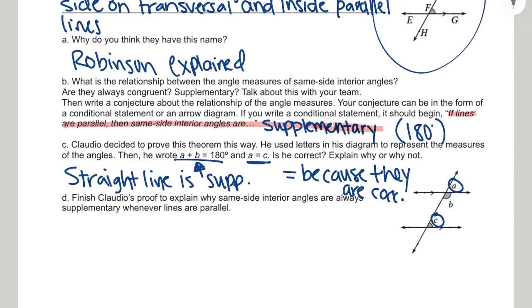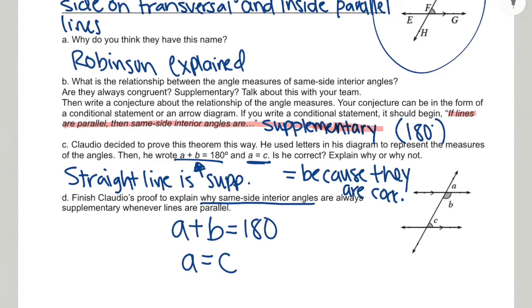So now it says take all that info, finish Claudio's proof to explain why same side interior angles are always supplementary. So we're going to take all that info and prove it. So we know that A plus B equals 180, and we know that A equals C. And the whole point of it was why same side interior angles are always supplementary. Well, which ones were the same side interiors? The B and the C. So we want to get to B plus C equals 180. That should be our end goal.